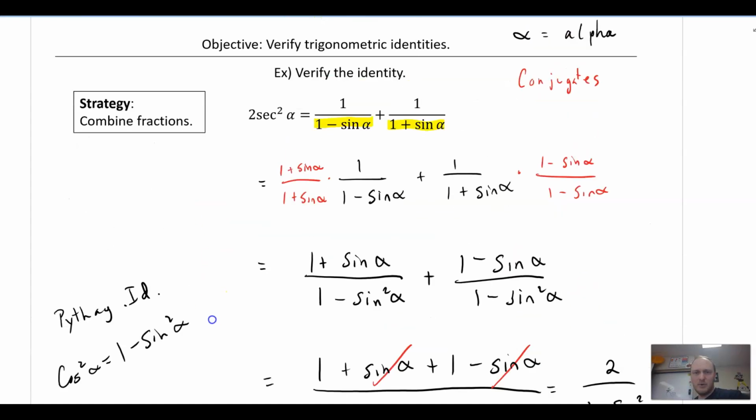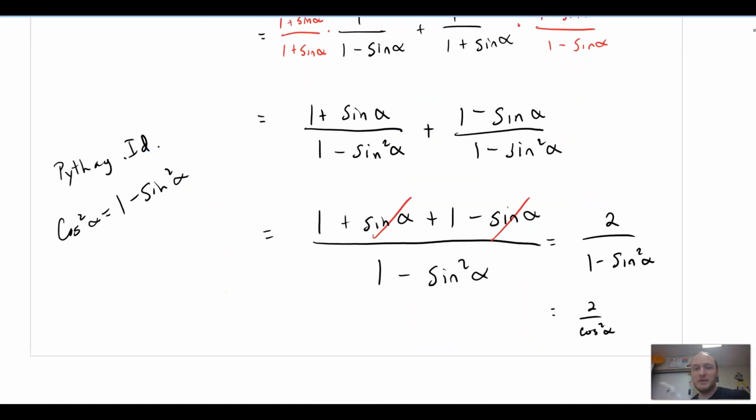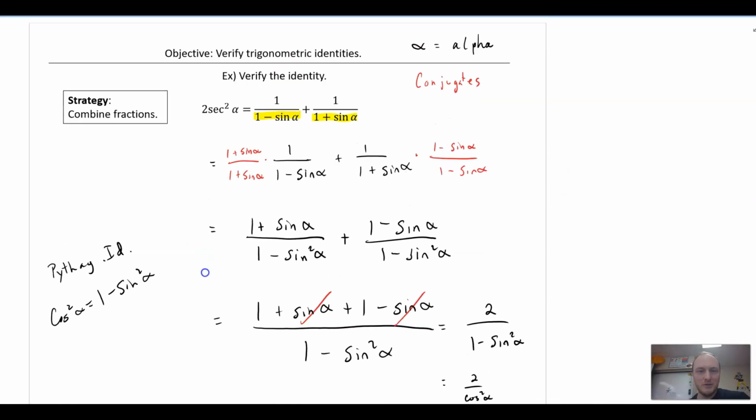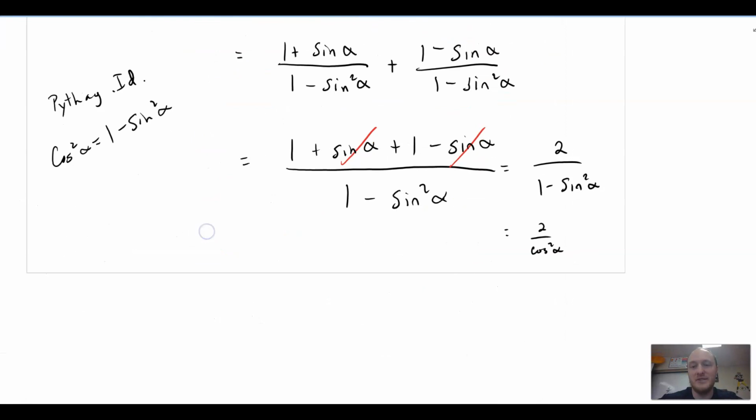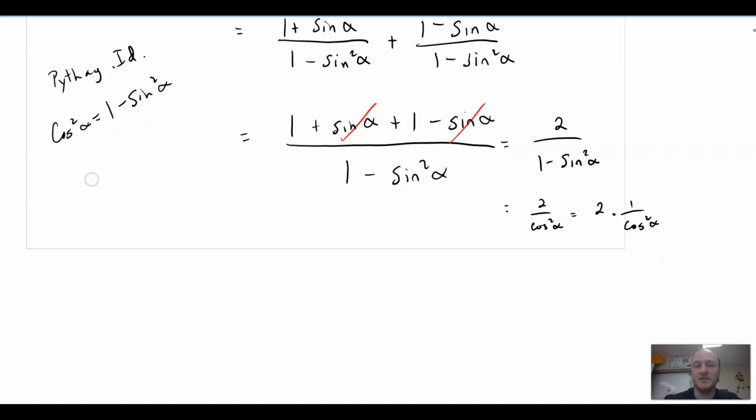All right. What do we want to verify? Sometimes I forget, you have to go back. What are we even trying to do? I want 2 secant squared alpha. Well, this is 2 times 1 over cosine squared alpha, right? So isn't 1 over cosine secant squared? Yes, 2 secant squared alpha. And we're done. QED. I showed it.